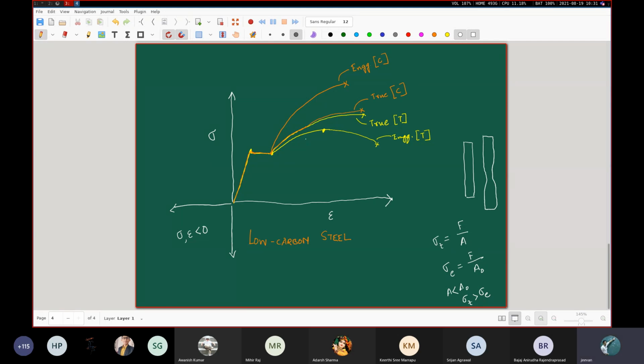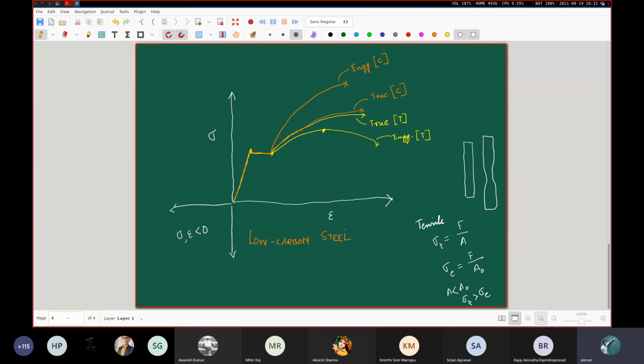Let me speed things up a little bit and ask you one last question here: the engineering stress for compression is larger than the true stress for compression. What's the reason? The area increases here. Right. So here it is just the opposite case to what it was for the tensile one. For compression, A is larger than A naught, so sigma true is less than sigma E.